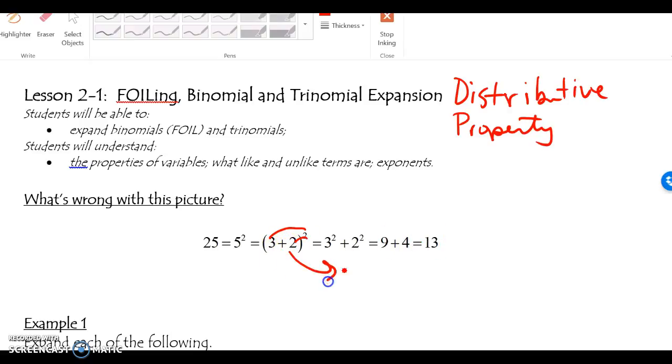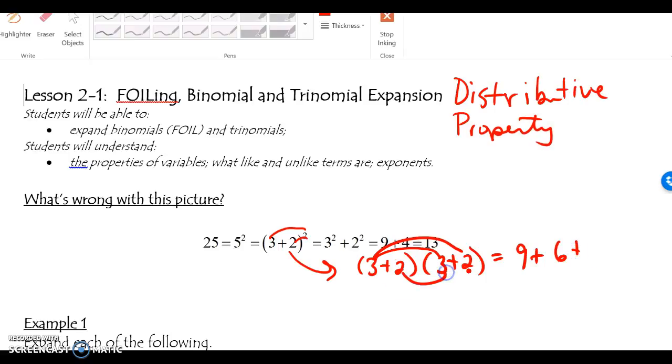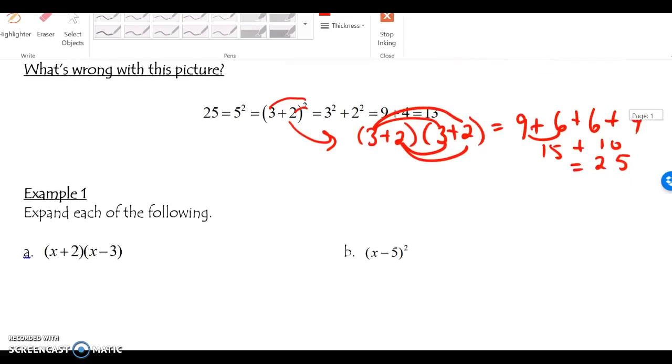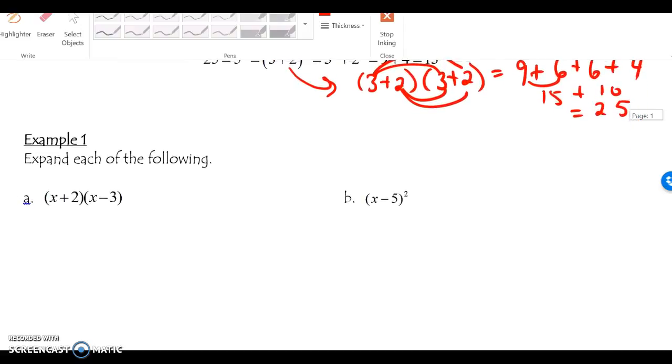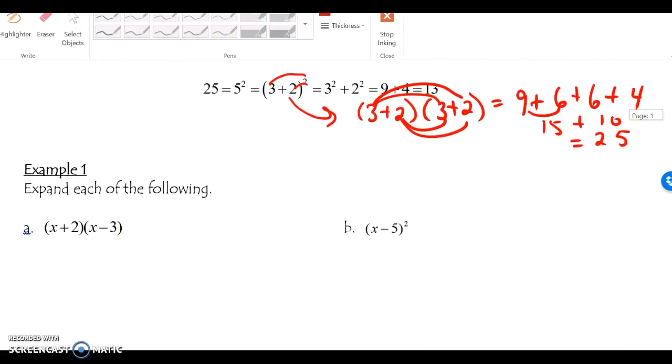We need to realize that this means that, which would be 9 plus 6 plus 6 plus 4. 15 plus 10 is 25. So you have these notes, so you should complete all these examples as I do.